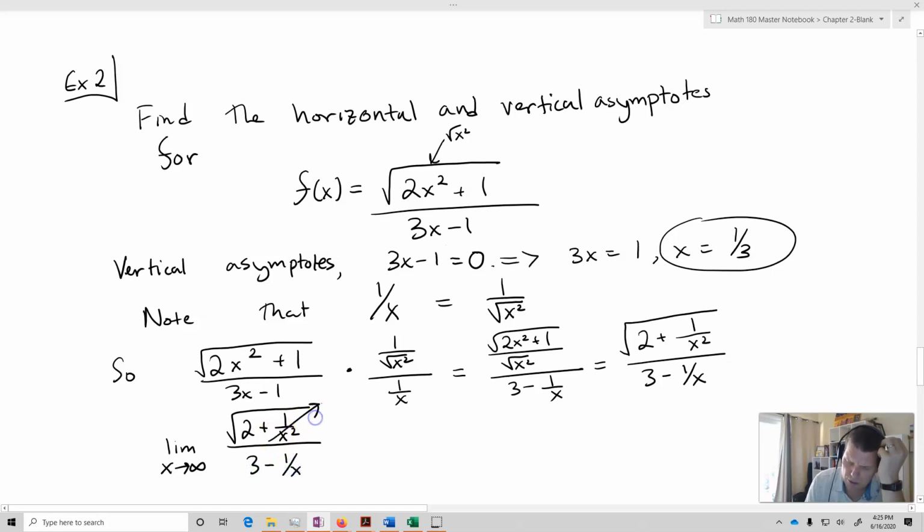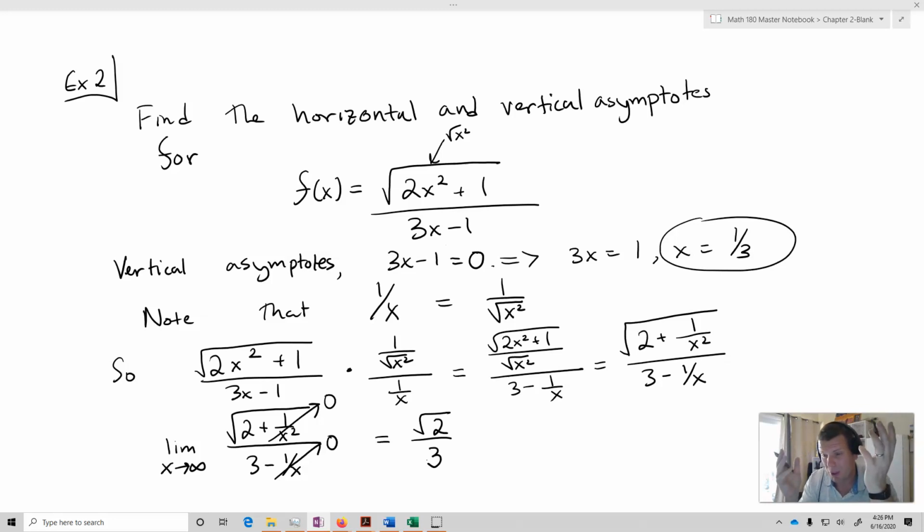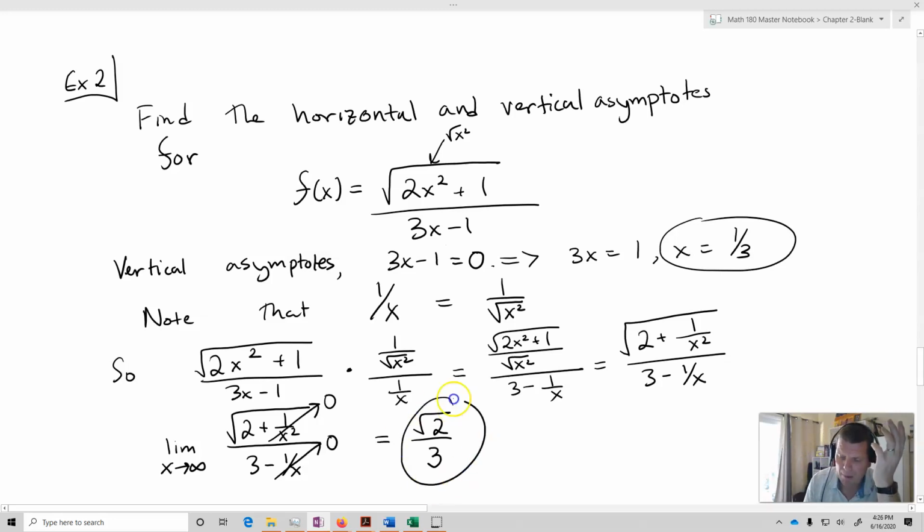This 1 over x squared still goes to 0. As x gets big, it's still going to 0. 1 over x also goes to 0. So what we're left with is the square root of 2 over 3. So same basic idea: we're going to divide through by some power of x squared so that we can eliminate terms, and then that will leave us with whatever we need left over, the square root of 2 over 3 in this case.